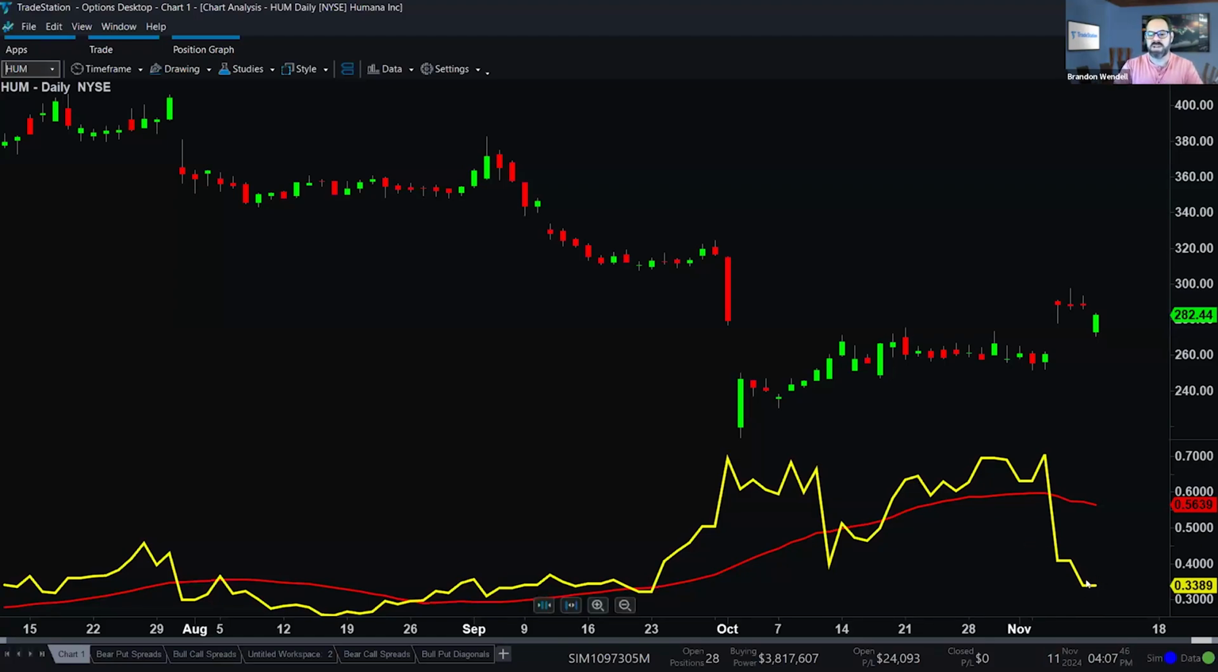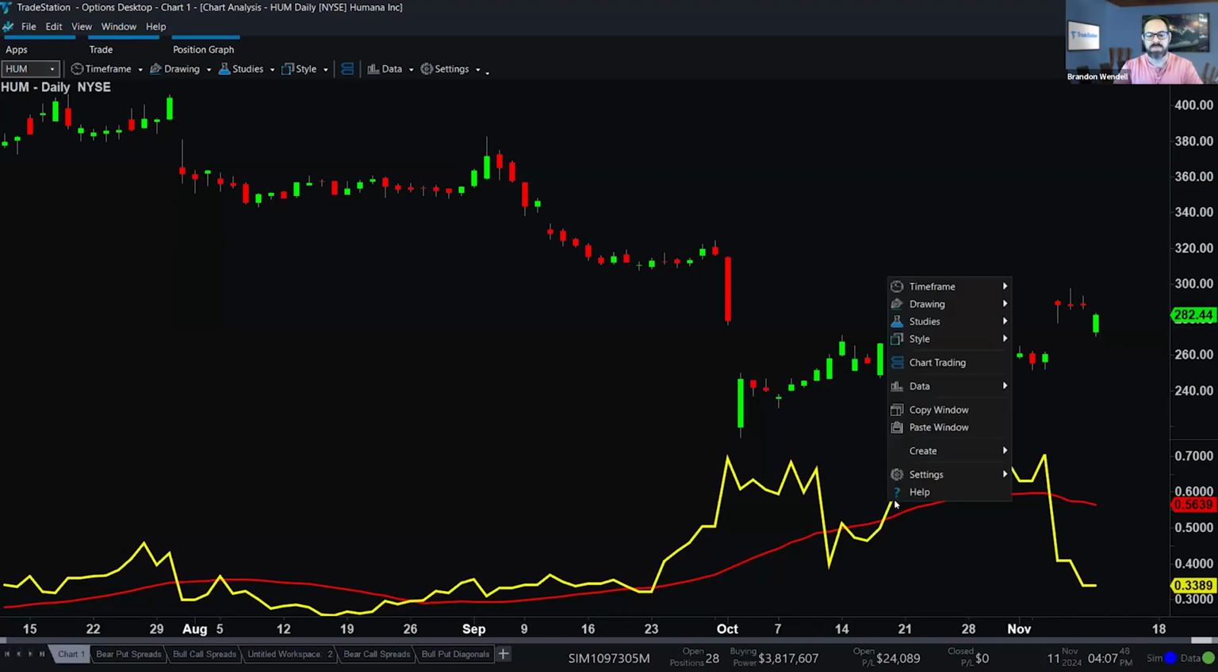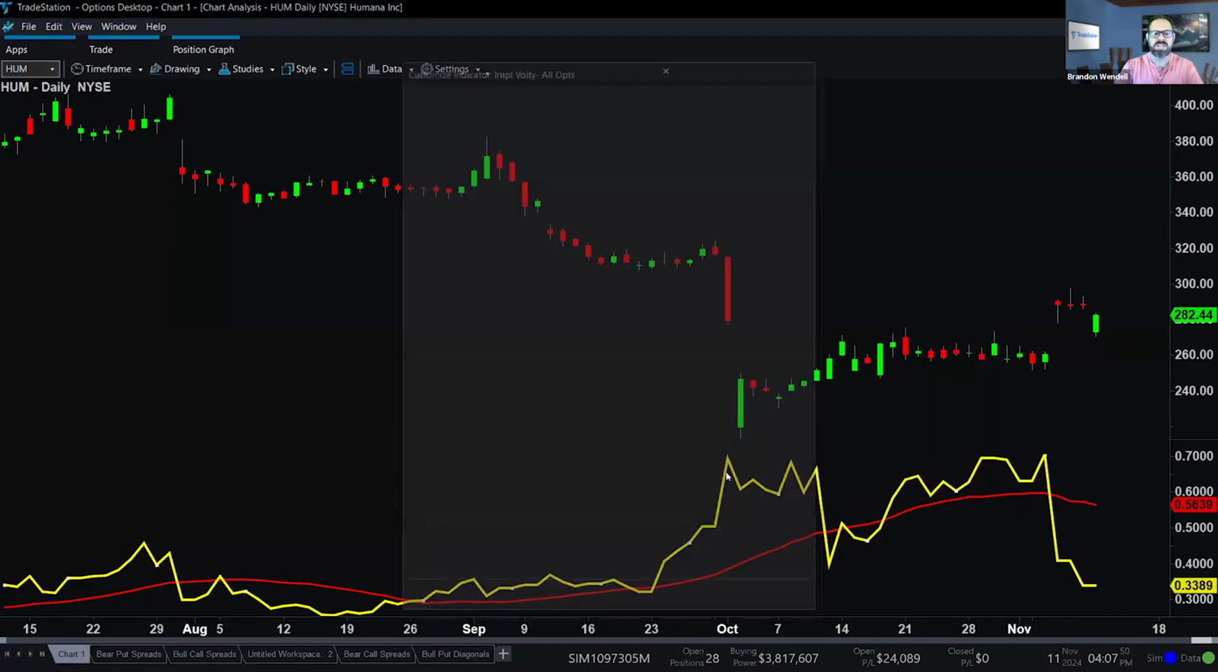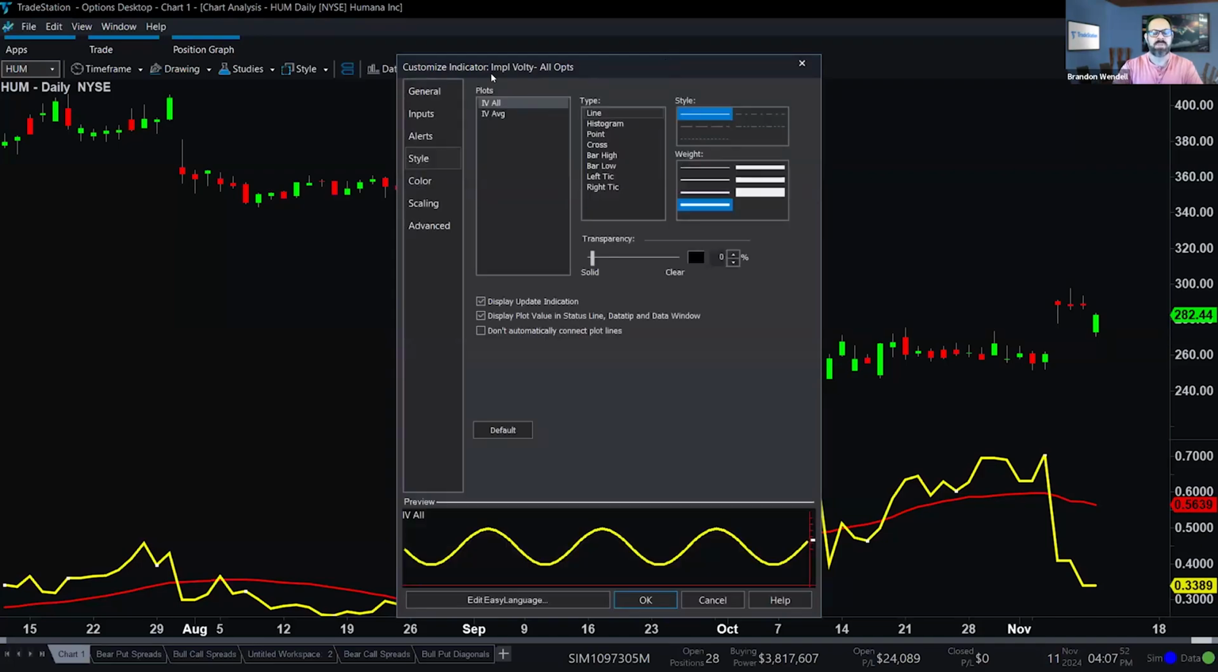Well, we're very fortunate right now. Humana, and by the way, this indicator is just a normal indicator that's already built in. It's implied volatility, all options. And you can see that I have it set up, and the yellow is the implied volatility of all. I think it's the monthly options.